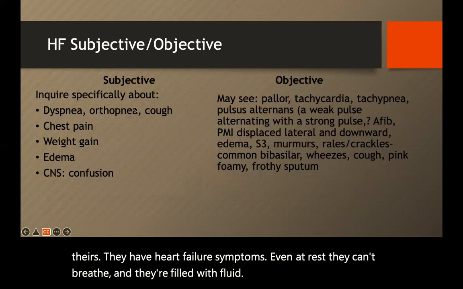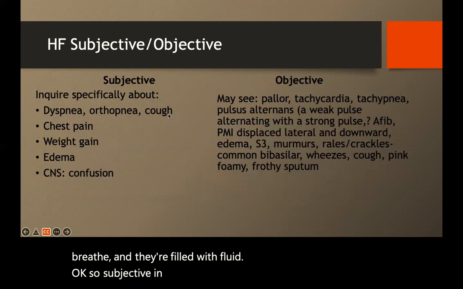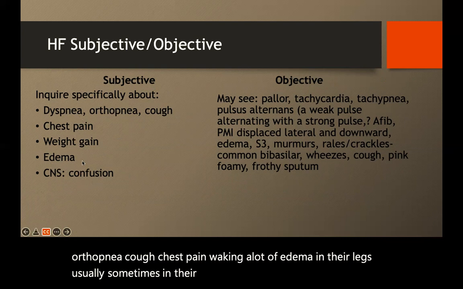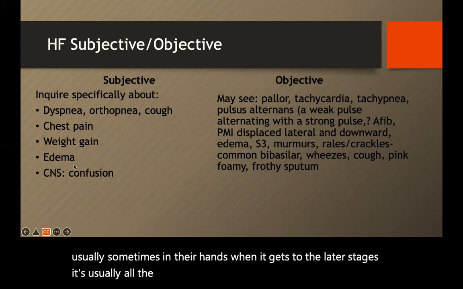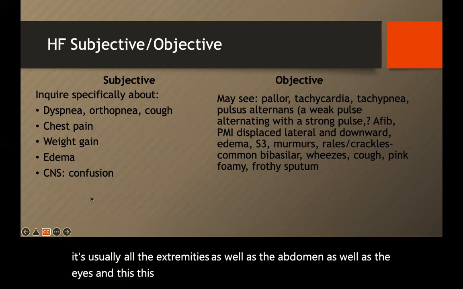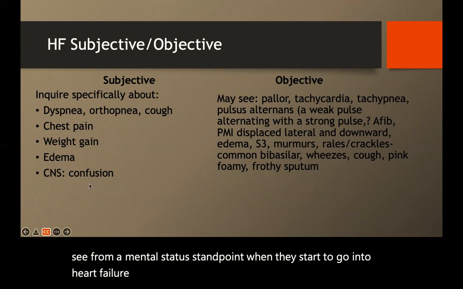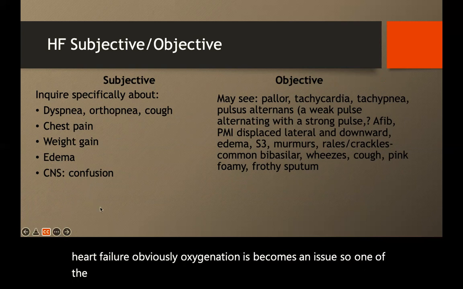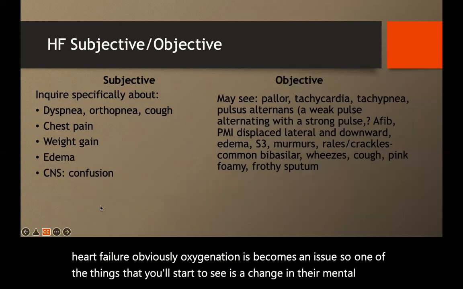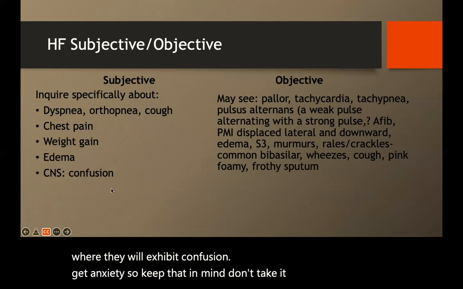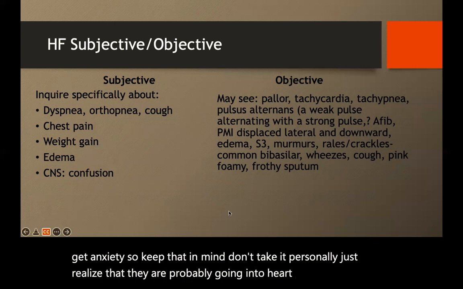Okay, so subjective in these patients, you're going to see dyspnea, orthopnea, a cough, chest pain, weight gain, a lot of edema in their legs, usually, sometimes in their hands. When it gets to the later stages, it's usually all the extremities as well as the abdomen as well as the eyes. And in the central nervous system, one of the things you'll see from a mental status standpoint when they start to go into heart failure, obviously oxygenation becomes an issue. So one of the things that you'll start to see is a change in their mental status where they will exhibit confusion and anxiety. So keep that in mind. Don't take it personally. Just realize that they're probably going into heart failure.